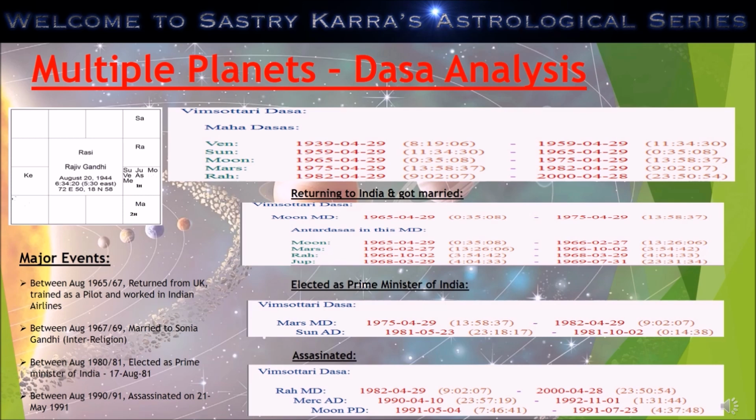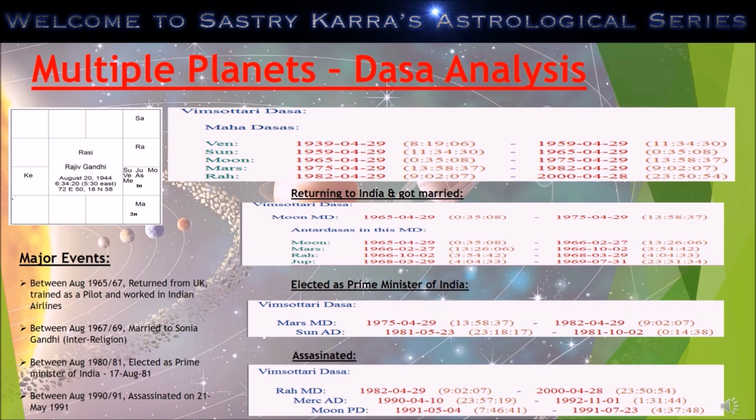When that particular thing happened, 1965 to 1975, what you can see is the Moon Mahadasa is running from 1965 to 1975. Yes, that means the 10-year Moon Mahadasa is running. And what you can see here is, returning to India, it's on Moon. So Moon Mahadasa and Moon Antardasa is up to 66.